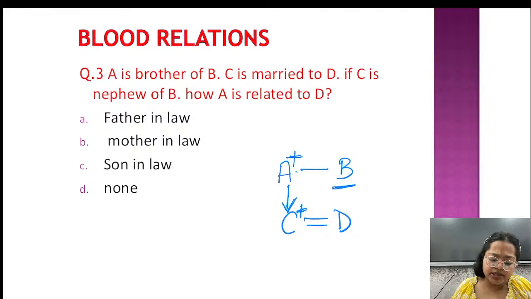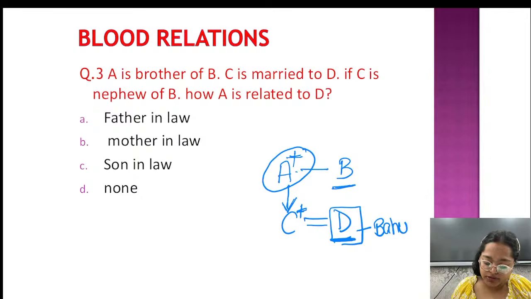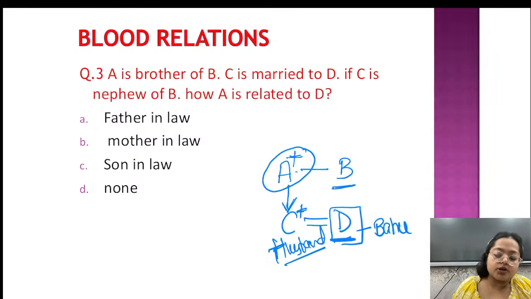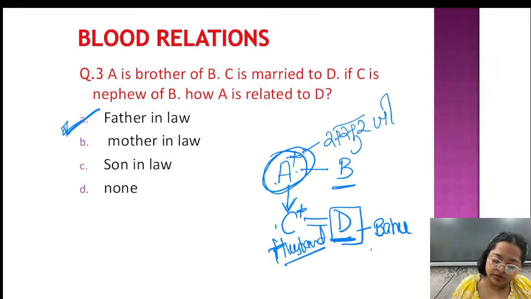Now what the question says: how is A related to D? So we have to know the relation of A from D. In typical language, this D is the bahu of the house, okay, and C is the husband of this bahu, and A is the father of her husband. So A automatically will become the father-in-law. In common language, ससुर, okay.